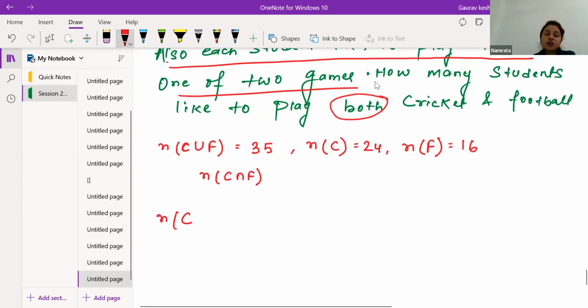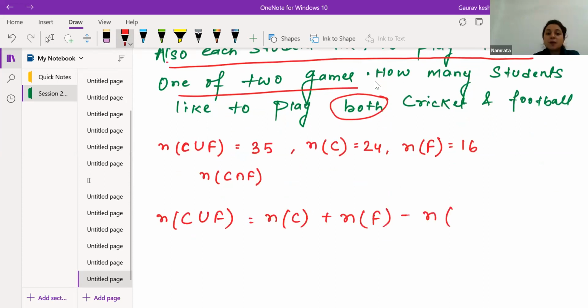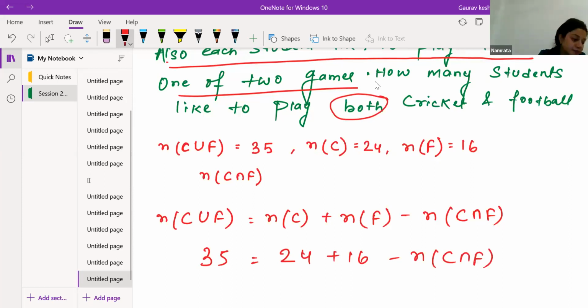So the number of elements in the union is equal to the number of elements in cricket plus the number of players in football minus the number of players who like both cricket and football. So here we have 35 elements, here 24 elements, here 16 elements, and we have to calculate the intersection. Please do it quickly. Five. What did you get? 5. Let's check it.